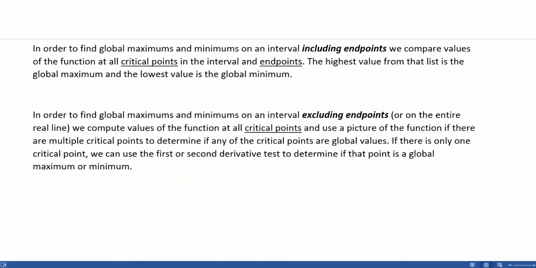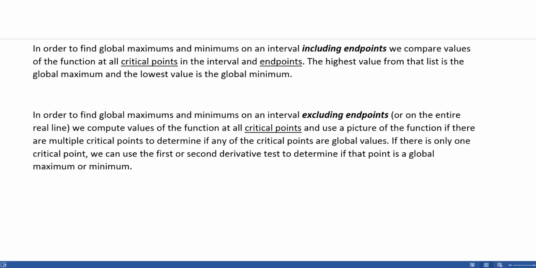So in order to find a global maximum and minimum on an interval including endpoints, we're going to compare values of the function at all the critical points in the interval and all the endpoints. So that means we're going to take every single endpoint, find where that happens in terms of the independent value, the x values, and all the places that critical points occur in the interval that's given in terms of their x values.